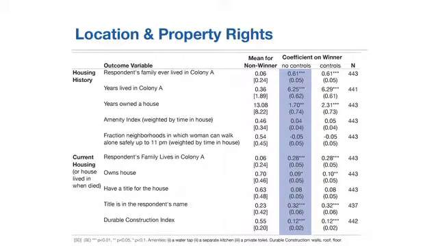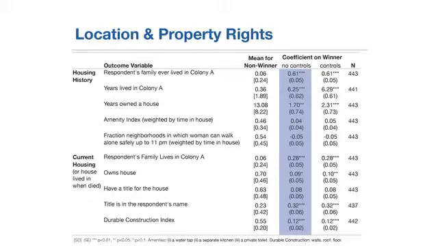Did it actually get you better quality housing 14 or 15 years after the random assignment? Okay, so the first thing here is, did they ever live in what we call Colony A, and they're much more likely to have lived in Colony A. So about 67%, like I mentioned, ever moved to the new colony. The average length of time spent there was about 6.5 years for the winners.